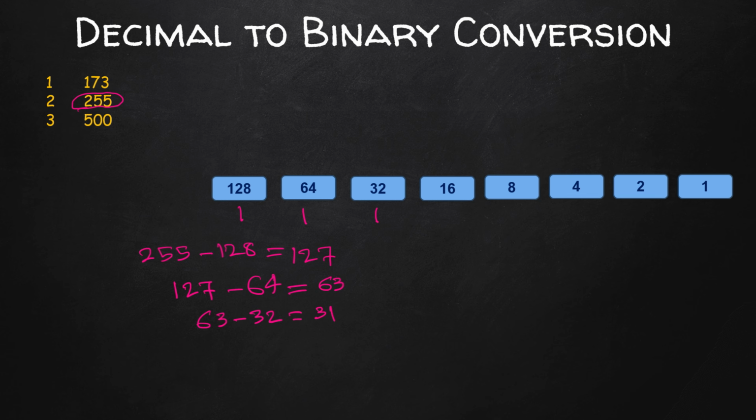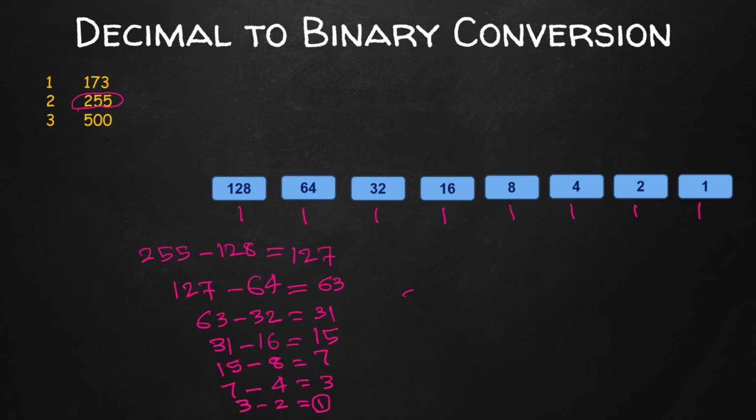Then I will go to the next group. I will select that. It has a value of 16. So 31 minus 16 is equal to 15. Then I will go to the next one. It has a value of 8. I will choose that. Then 15 minus 8 is equal to 7. Then I will go to the next one. It has a value of 4. 7 minus 4 is equal to 3. Then I will go to the next one. It has a value of 2. I will select that. 3 minus 2 is equal to 1. I will go to the next one and it has a value of 1. I will choose that because I need exactly the 1 that is here.